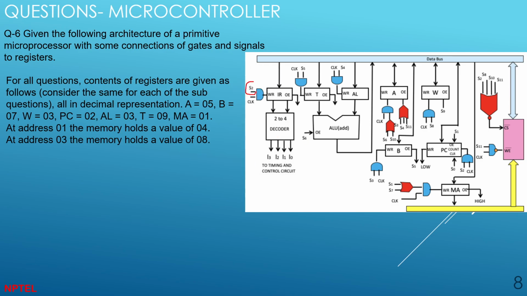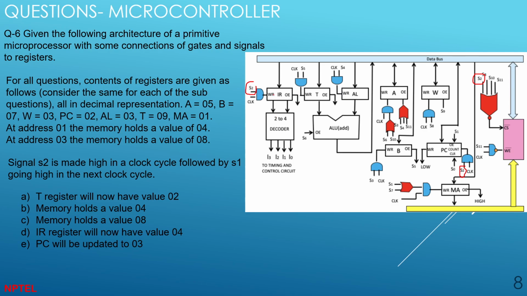This is S2, then this is S2, okay, and we have another S2. So we have another S2 here. This is S2, and I think we don't have any more. There are three S2. Okay, so let's see what will happen when S2 goes high.